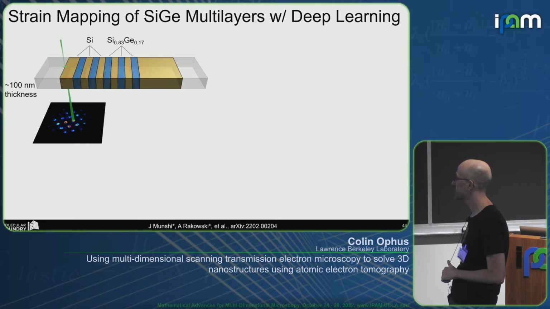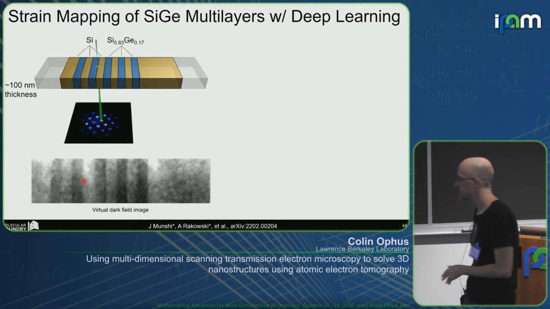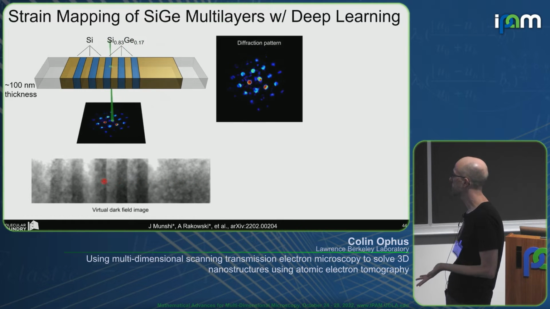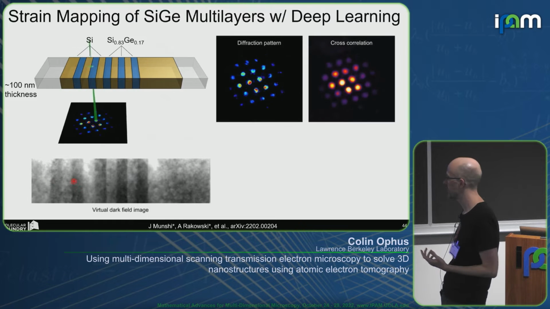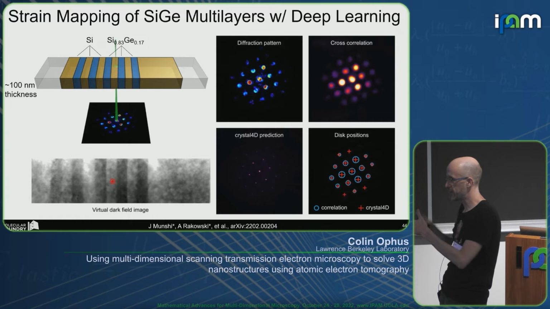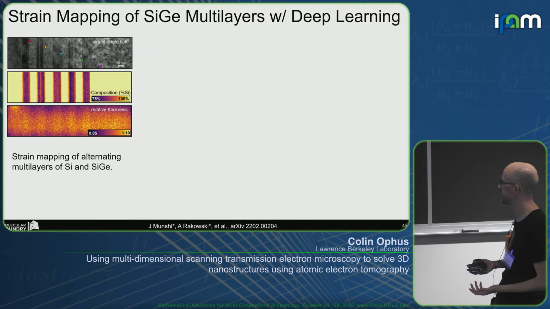So let me show you the experiment. Here's a 100 nanometer thick silicon germanium multi-layer stack. Here's scanning across the sample between the different layers. Diffraction pattern, correlation spikes here, the prediction of our network, and then our measured positions. We measure the spacing of these positions to get the strain of the lattice. And this is the result.